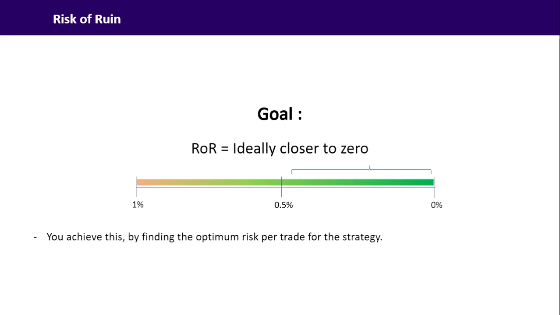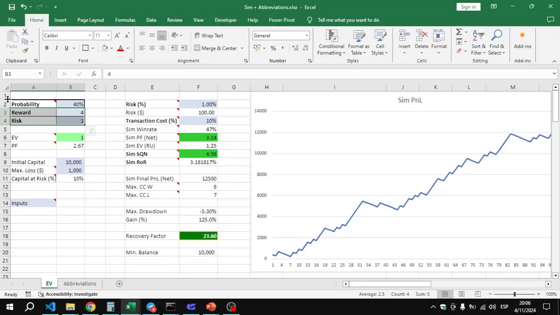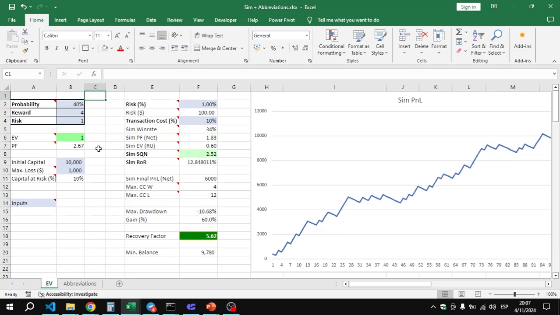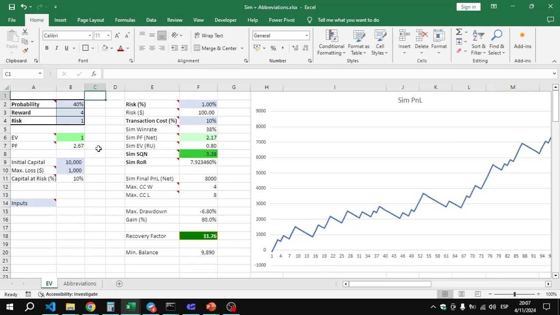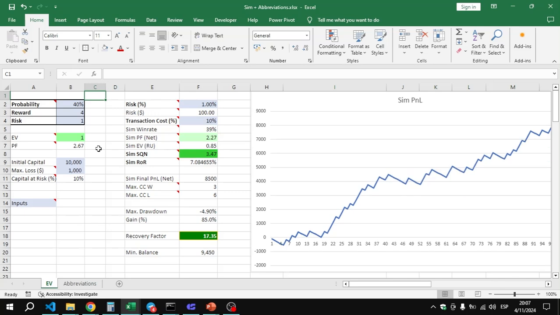Now, to better understand this, let's jump into the spreadsheet, which by the way has a link in the description so you can download it and play around with the numbers and see how it's built. What this basically does is it randomly generates a sample of 100 trades every time you update the tab. You do that by pressing F9 on your keyboard.